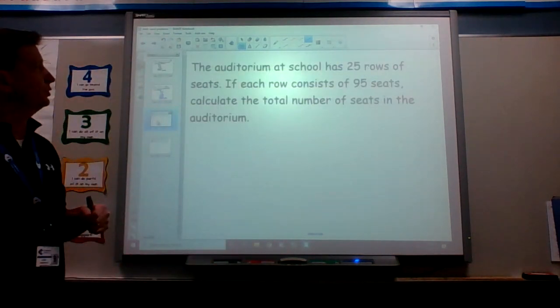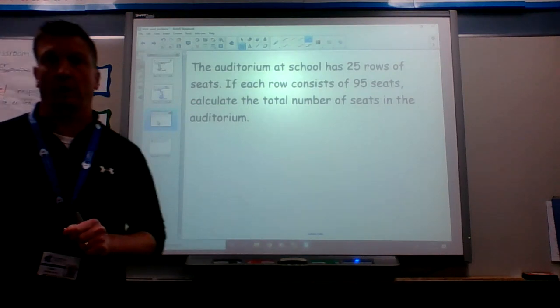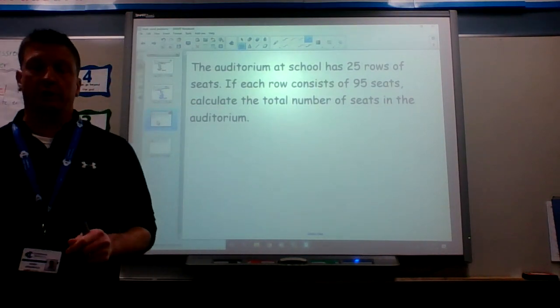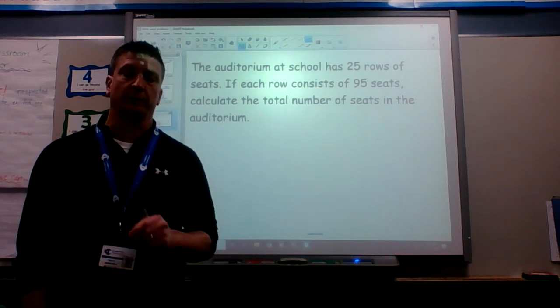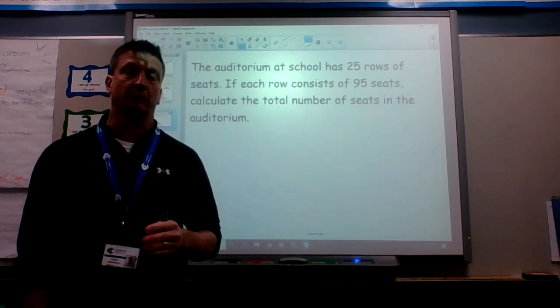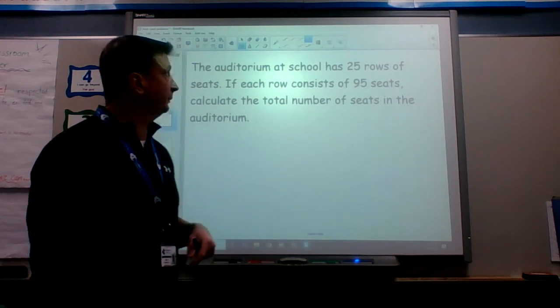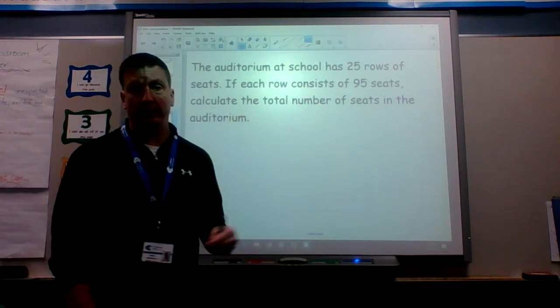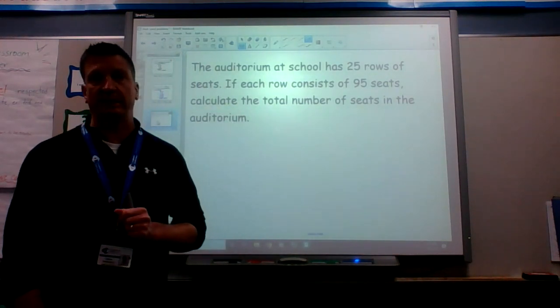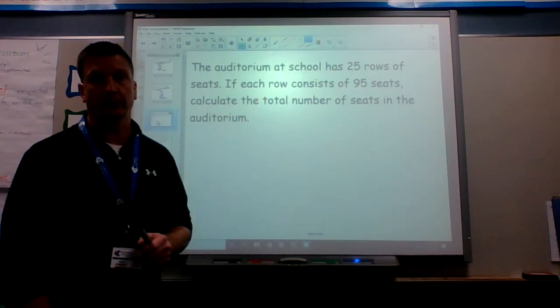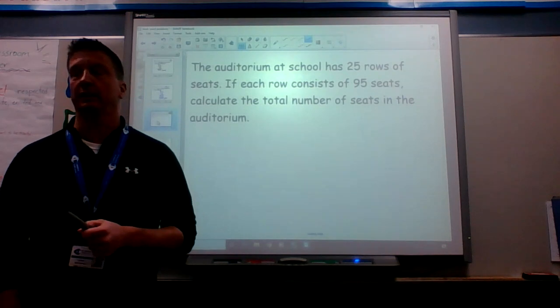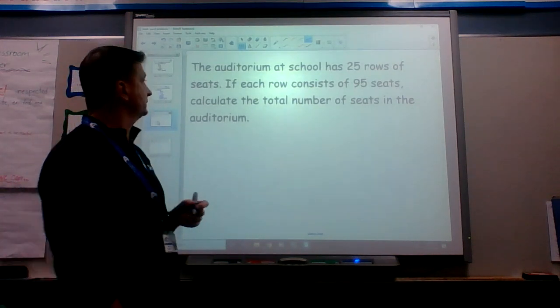Sometimes you might have a situation like this. If we go down to our auditorium, we wanted to know the seating capacity. If we're going to have like a music concert or something in there, we want to know how many seats we have available for families. Well, in our auditorium, we have 25 rows of seats, and each row has 95 seats. What would be the total number of seating available that we would have for families?